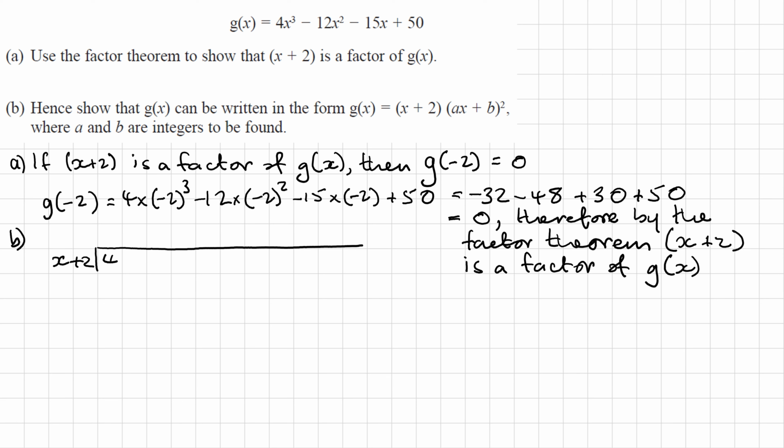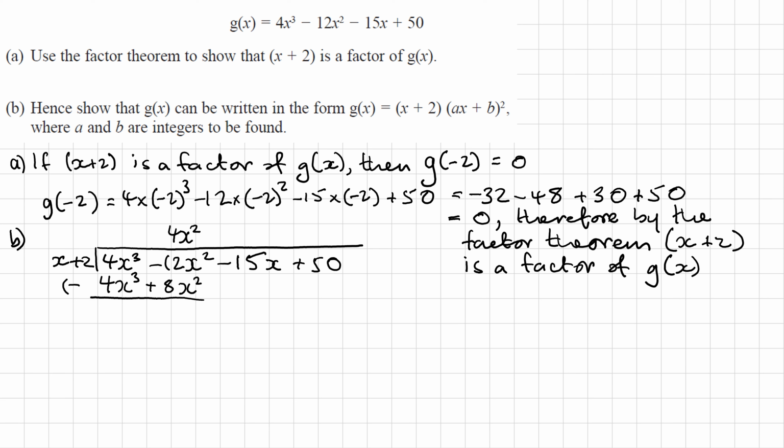So I've got 4x cubed minus 12x. Remember, if you've got any missing powers of x, you need to write them in as 0. I haven't here, so I've just got that. First of all, how many times does x go into 4x cubed? It goes into it 4x squared times. Then we multiply. So when I multiply that by x, I will get 4x cubed, and then times it by 2, I will get plus 8x squared.